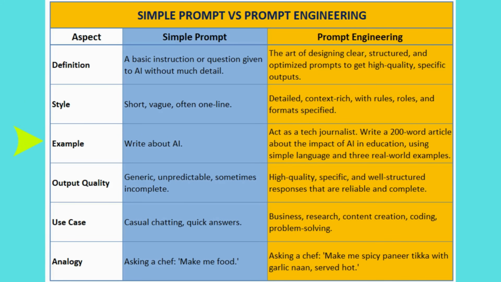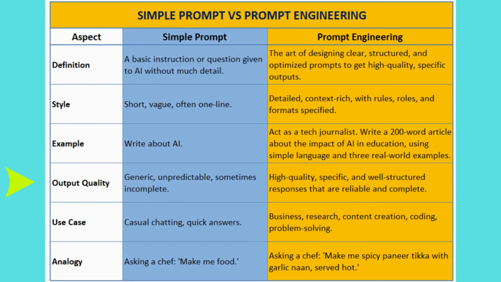So now let's understand with the example. In a simple prompt, somebody will write about AI. Whereas the same simple prompt can be translated into an advanced prompt like: act as a tech generalist, write a 200-word article about the impact of AI in education using simple language and three real-world examples.